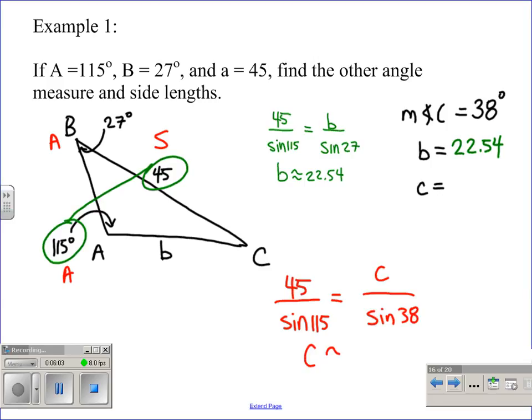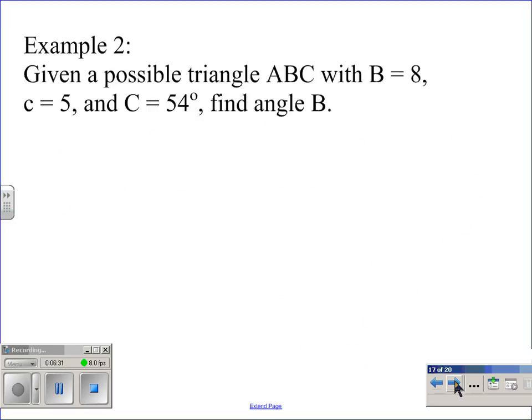So then we end up finding out that C is approximately 30.57. Okay, so we're good there. And now we have all the measures of the angles of this triangle, and we have all of the side lengths for this triangle. So we've solved the triangle, and we're good. So let's move on to the next problem.